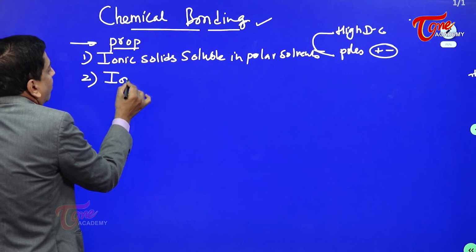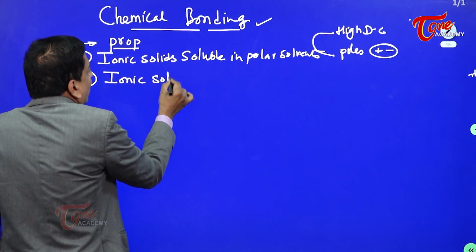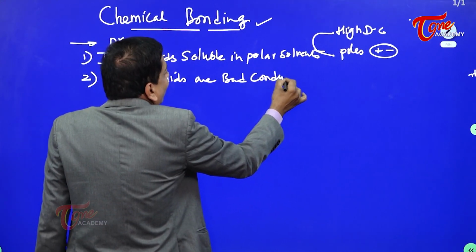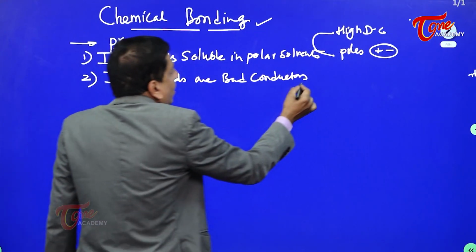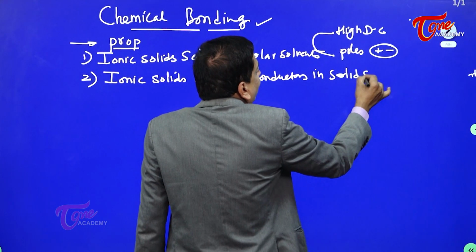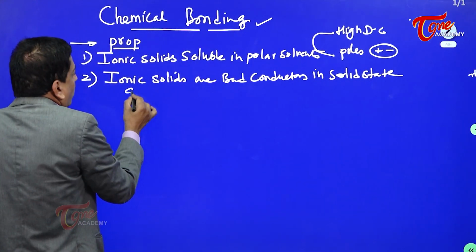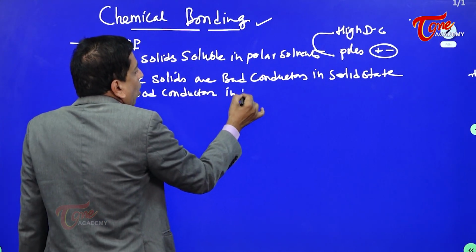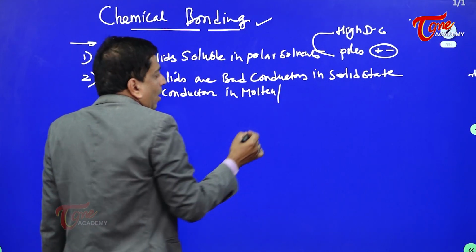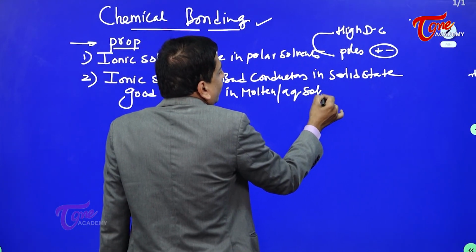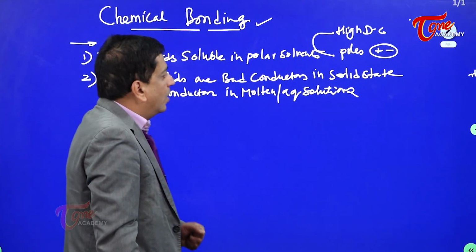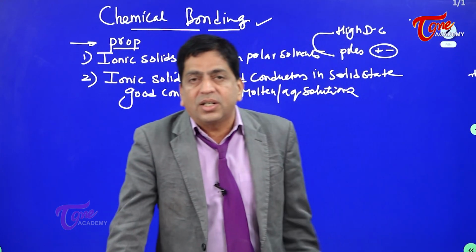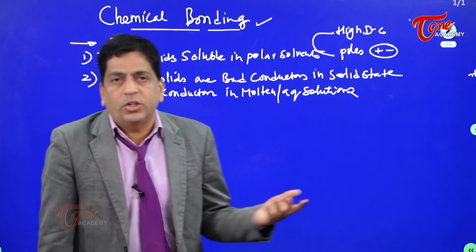Ionic solids are bad conductors in solid state, but actually are good conductors in molten or in aqueous solutions. This we need to answer. They are very bad conductors in solid state and good conductors in what? Molten and aqueous solution. Now what's a molten state?